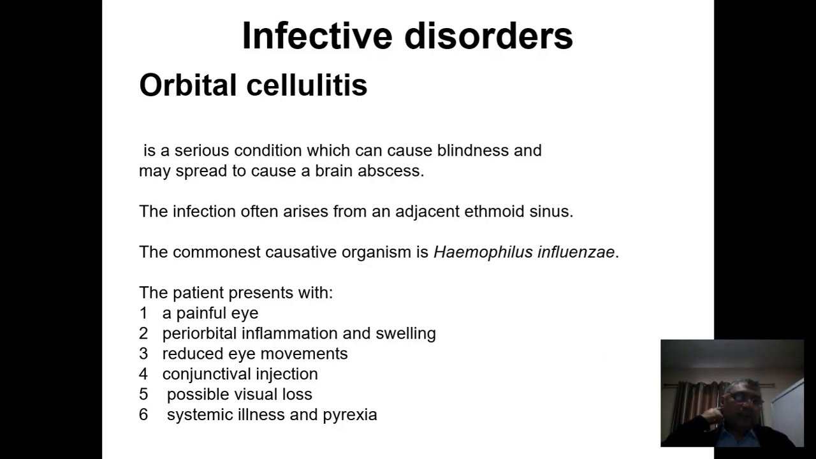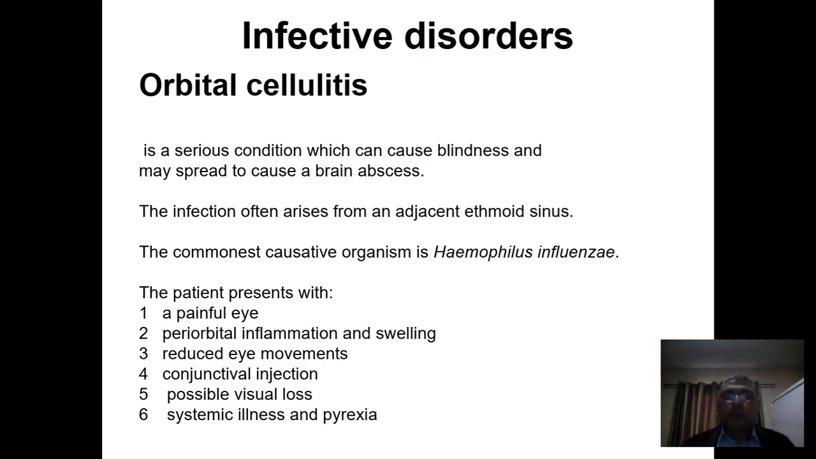The second group of orbital diseases is infective disorders. We have orbital cellulitis. It is a serious condition that may cause blindness and may even cause death due to spread to the brain and development of brain infection or brain abscess.